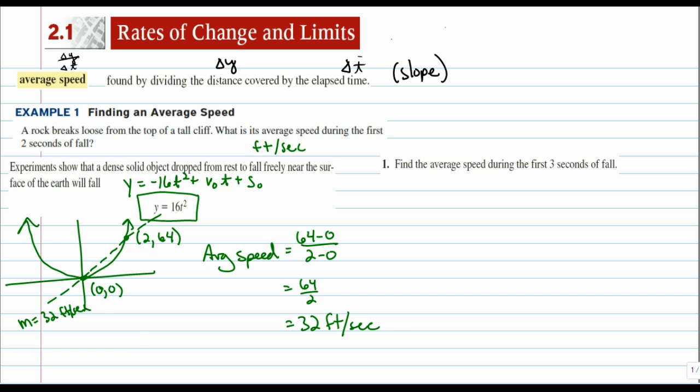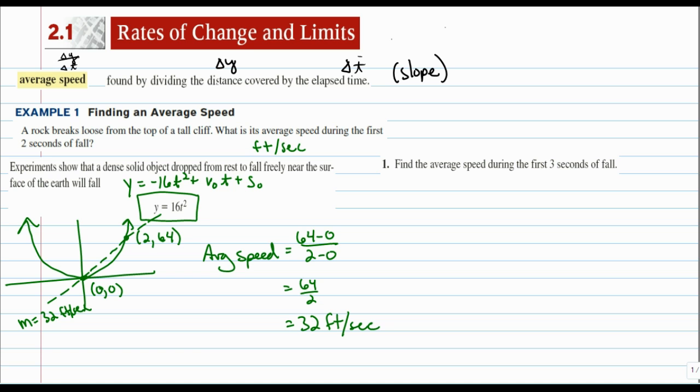We know it started out at 0 feet per second and ended up way faster than that. But if we had a second rock that was always falling at 32 feet per second, the rocks after 2 seconds would be at the exact same spot. They'd be at that 64 feet.